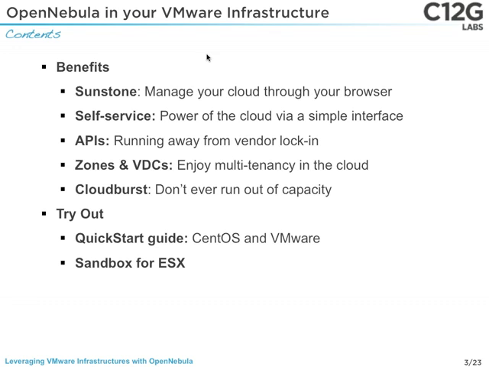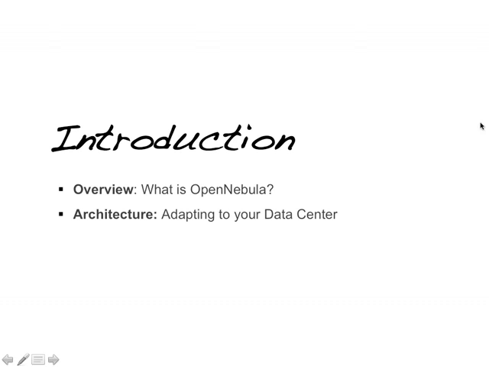We also talk a bit about cloudbursting, so what to do when you run out of capacity in your local infrastructure and you want to outsource some of this computing capacity to some public cloud provider like Amazon EC2. And I'll end the webinar with a couple of ways to try out an OpenNebula-based cloud through a QuickStart guide or a sandbox prepared for ESX. And we'll end with a questions and answers round of about 15-20 minutes. Okay, so let's start.